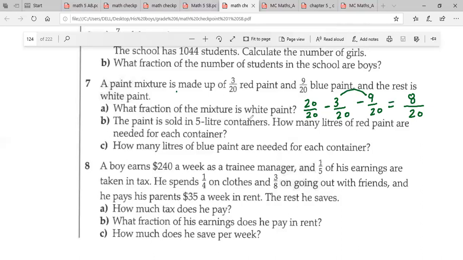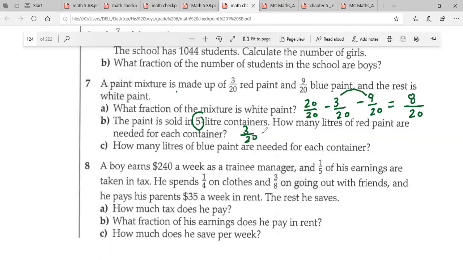You have 5 liters. How many liters for red paint? The fraction of red paint is 3 out of 20, and we have a 5-liter container. So I take 3 out of 20 of 5. How do you get it? Do you multiply or divide or what? Here is how to do it.